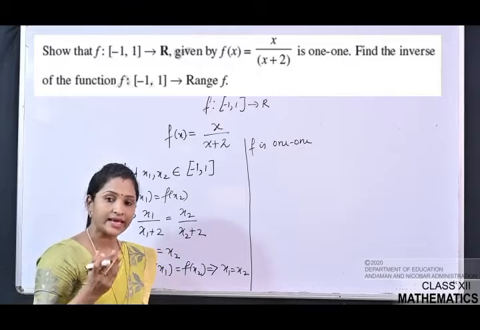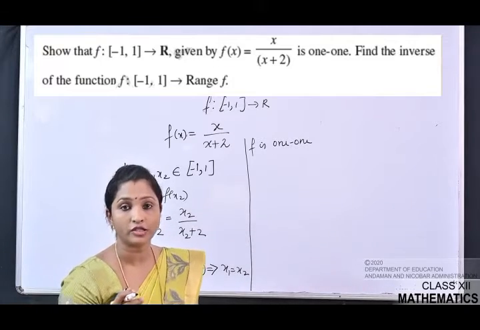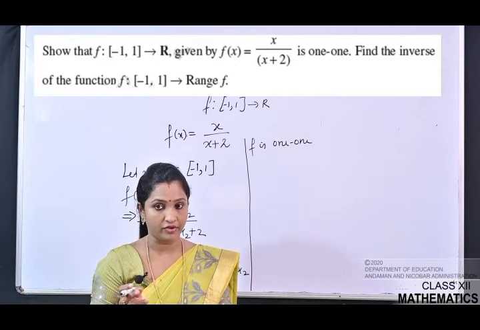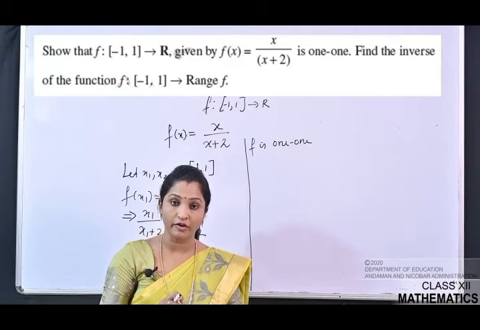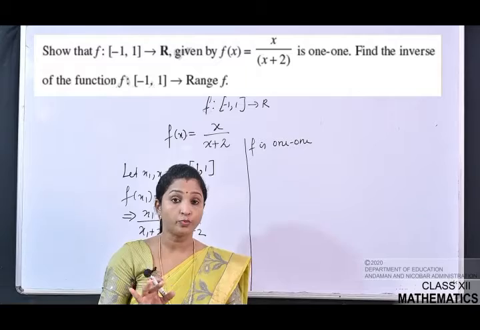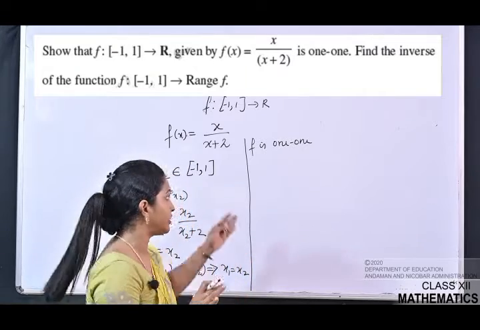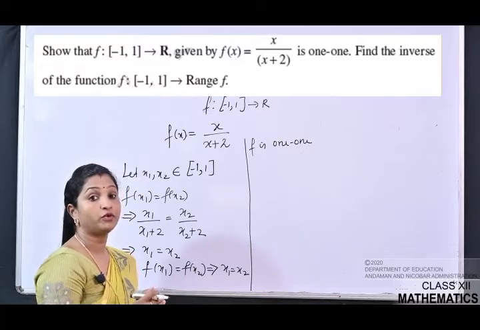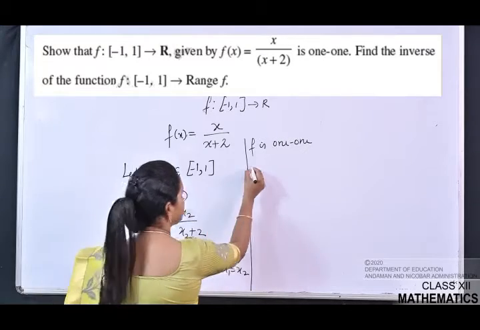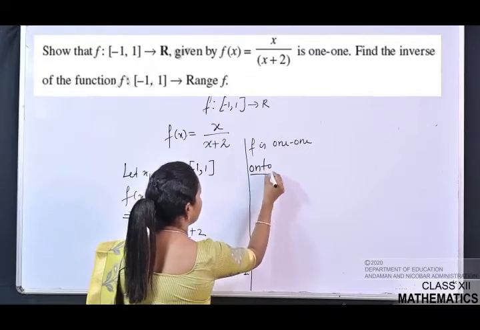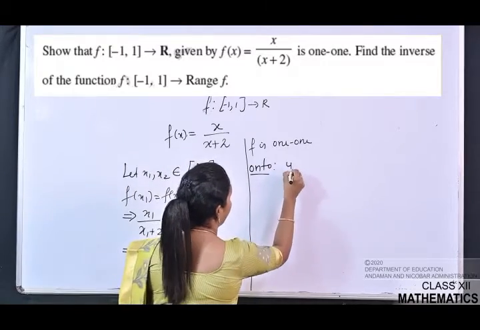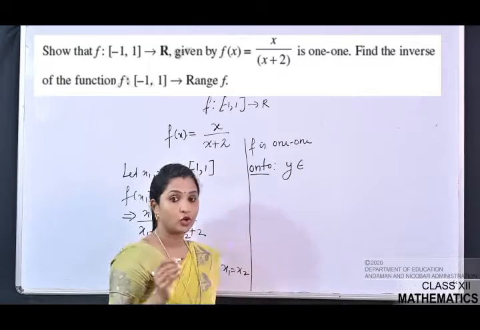Clear? Now what is the second part? Find the inverse of the function f mapping from [-1, 1] to the range of f. Now to find the inverse, you have to first prove it is invertible. To prove it is invertible, the first condition you have already proved, it is 1-1. Now the other condition is you have to prove it to be onto. So let's prove it to be onto. Onto means you will take an element y from the codomain.